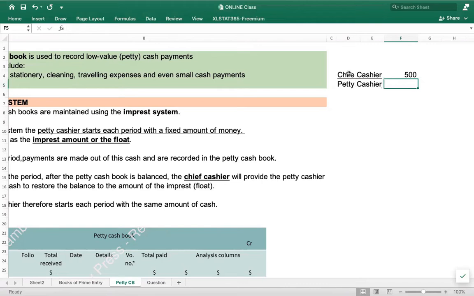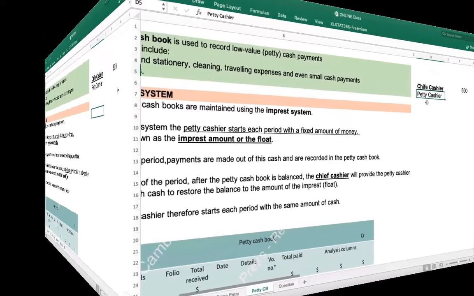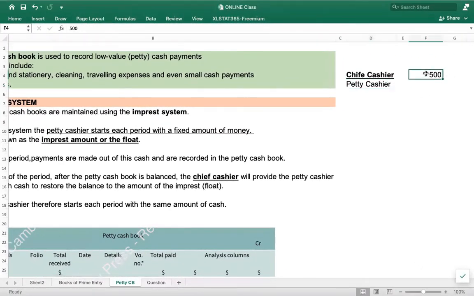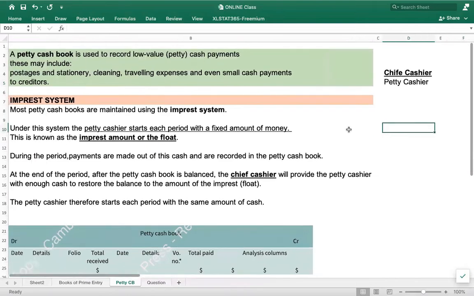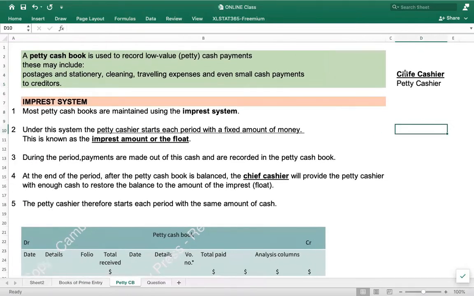This is actually the best example of division of work, division of labor. Cash dealings are distributed between two people, the chief cashier and the petty cashier. Got it? If the chief cashier handled everything, don't you think he would be overburdened with work? That would be no good for the organization. The petty cashier works in coordination with the chief cashier. They will not work in isolation. The petty cashier will always work under the supervision of the chief cashier.